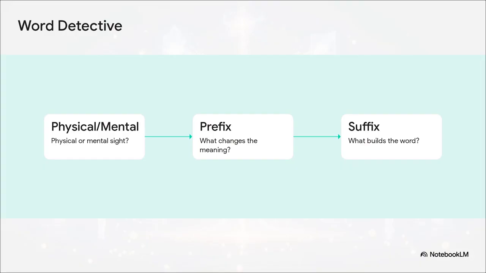To master this vocabulary, you need a solid strategy. So, here's your word detective strategy. When you encounter a mysterious word that has this root, just ask yourself these 3 step-by-step questions. 1. Is it physical seeing or is it mental understanding? 2. What prefix is attached to change the meaning? And 3. What suffix is building the end of the word? Keep those in your back pocket.